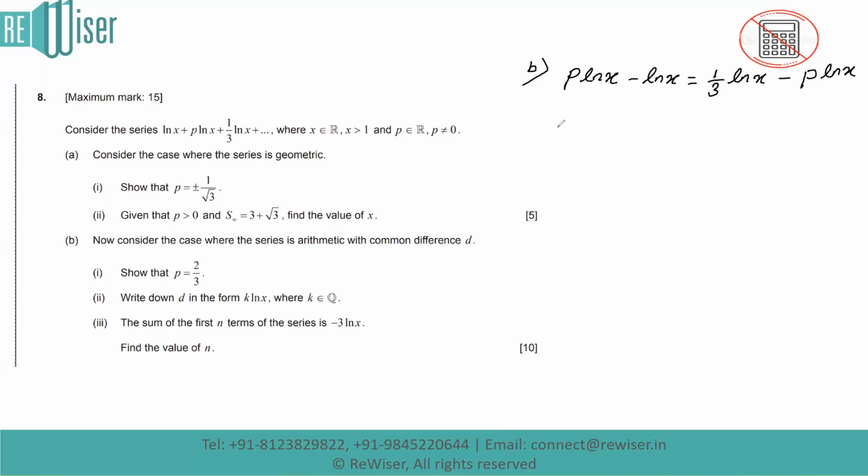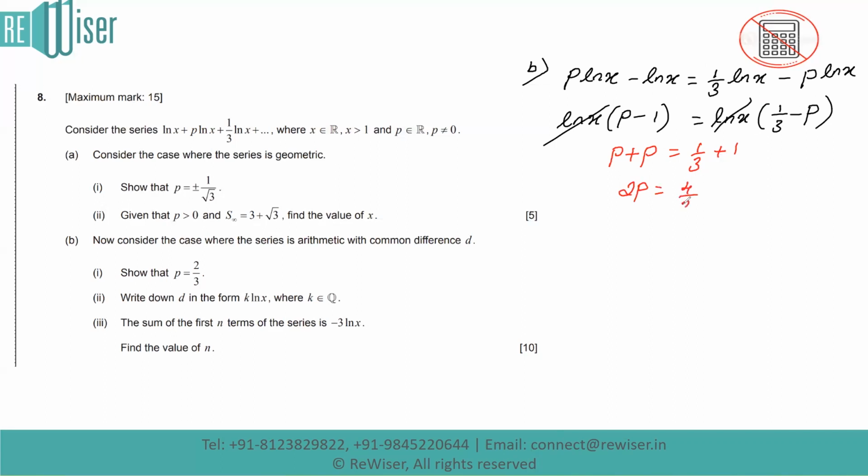And I can take ln x common out here. If I take ln x common out, I'll be left with p minus 1. And here also, if I take ln x common out, I'll be left with 1 by 3 minus p. And on both sides I can cancel out ln x. Next, if I take this minus p to the left-hand side and this 1 to the right-hand side, I'll be getting p plus p equals 1 by 3 plus 1, which is nothing but 2p equals 4 by 3. And p equals, this 2 gets multiplied with the denominator, so that's going to be 4 over 6, which is the same as 2 by 3.